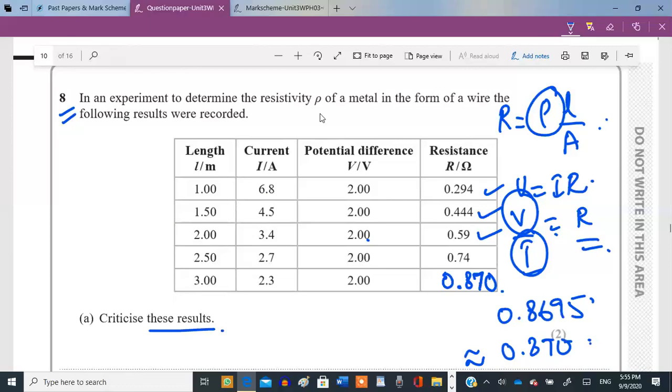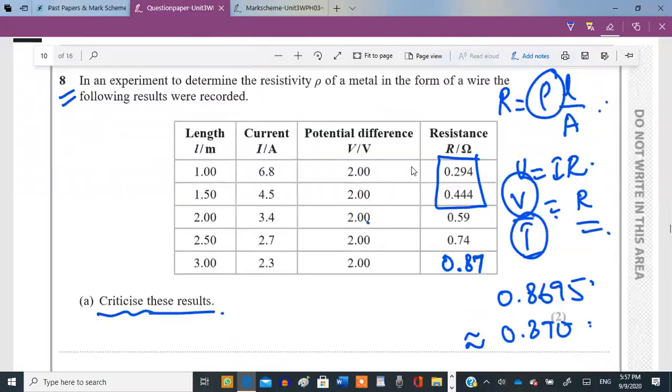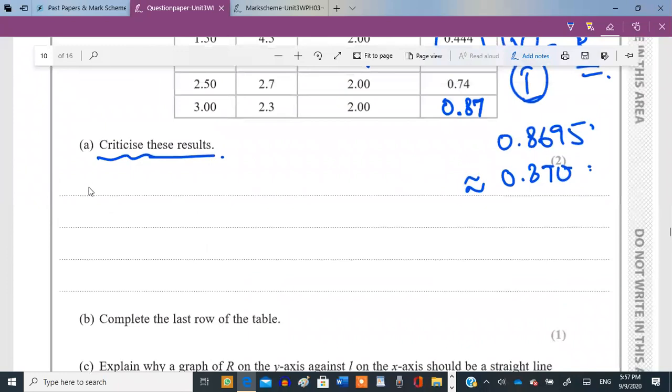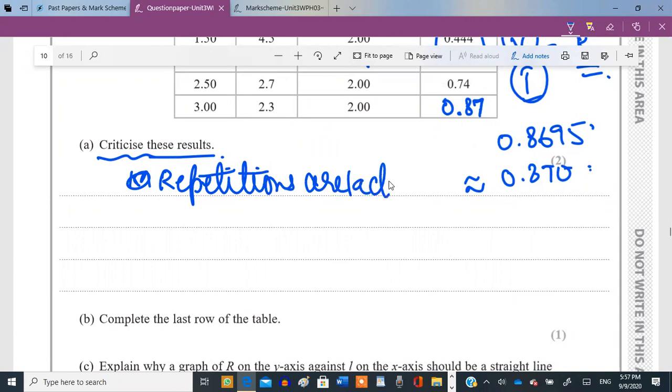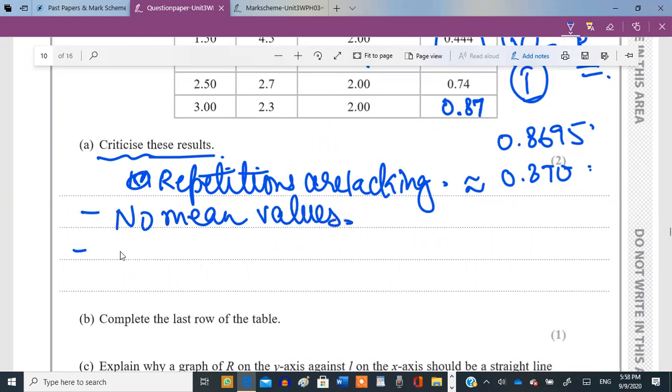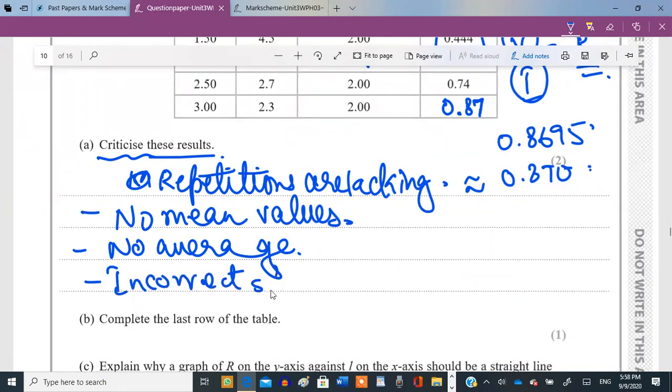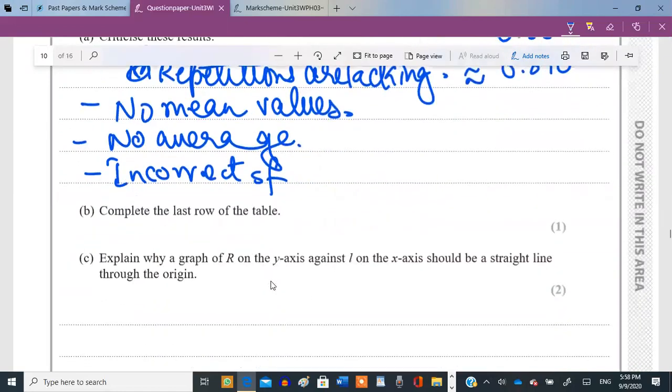Now we need to criticize these results, that all of them need to be in 2 significant figures. So the mean or average is not taken, repetitions are not shown, repetitions are lacking, no mean values shown, no average, incorrect significant figures or decimal places. Complete the last row, we did that.